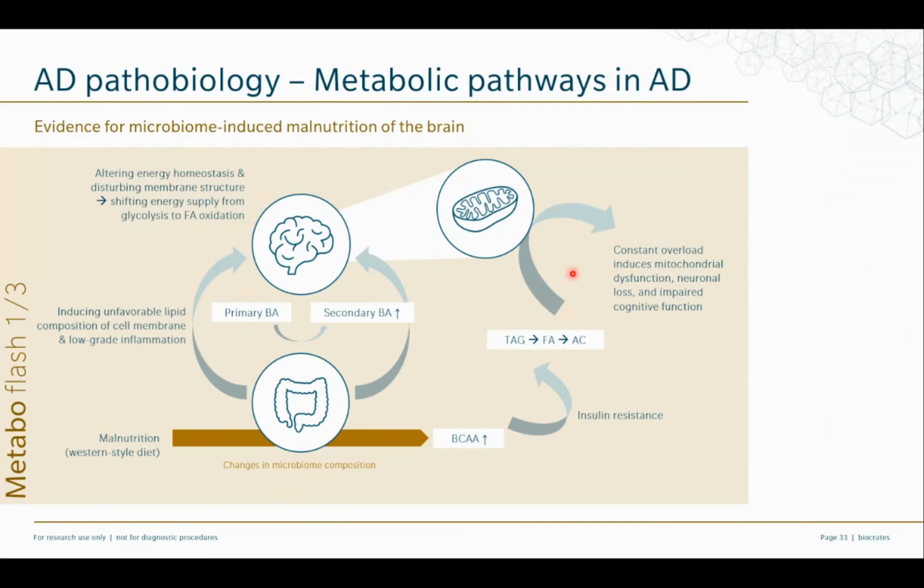But over time, the unusual constant overload of the mitochondria in neurons with fatty acids results in mitochondrial dysfunction, loss of neurons, and impaired cognitive function. So overall, this schematic picture summarizes the evidence from the literature that malnutrition may induce an undersupply of the brain, which represents one probable way to develop Alzheimer's disease.